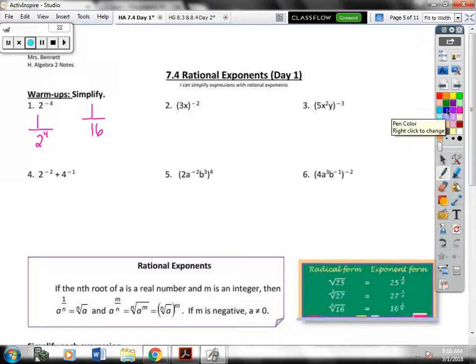We have a lot of negative exponents. This one, this whole thing is being raised to the negative 2 power. So it has to move to the denominator and be raised to the positive 2 power. Then we would evaluate each of these squared. So 3 squared is 9, and x squared is x squared.